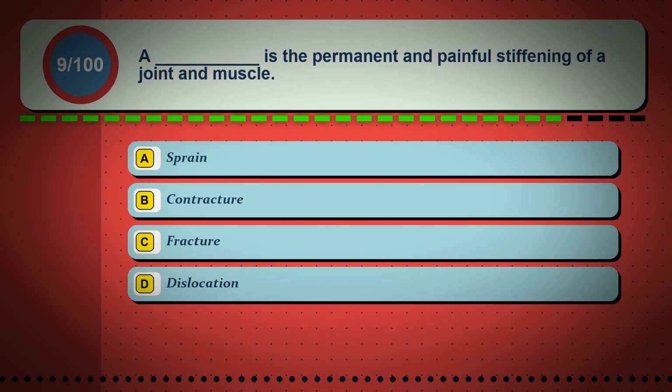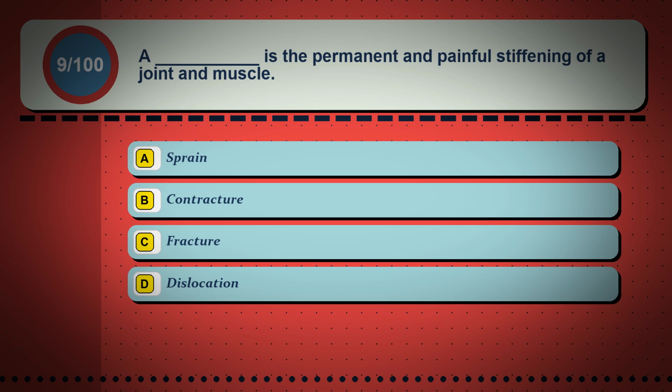Question 9. A blank is the permanent and painful stiffening of a joint and muscle. Option A. A sprain. Option B. A contracture. Option C. Fracture. Option D. Dislocation.